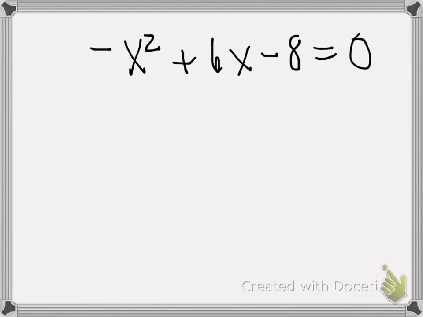Okay. I'm going to take this, which is negative x squared plus 6x minus 8, and I'm going to have that equal to 0 because I want to find the zeros, the solutions, the x-intercepts, okay? First thing I'm going to do is I'm going to factor a negative out of that leading term because I don't want to ever factor when I have a negative on there. It's going to make it a lot easier.